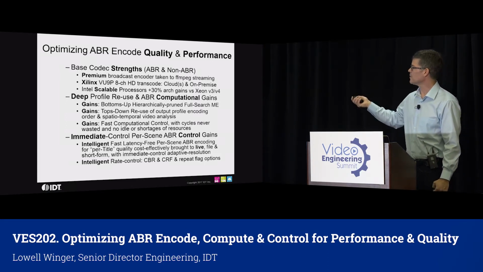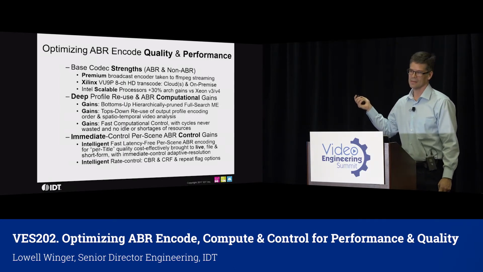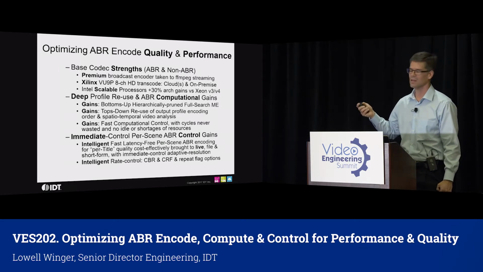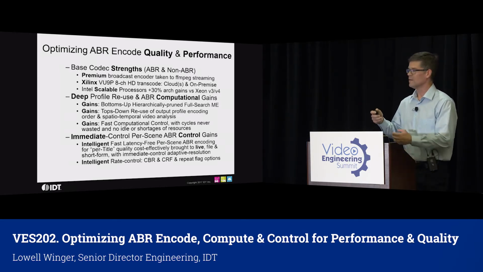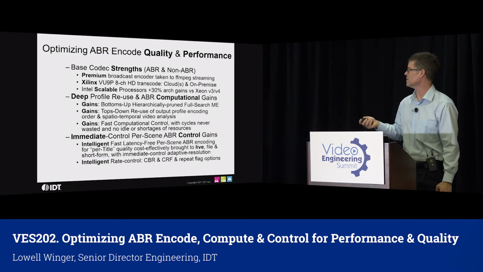Then I'll quickly go through a small section, which is control-related gains. So this is an immediate control per scene, per scene encoding. So that's an intelligent, fast, very low overhead, latency-free, so overlapped with the encoder so that it can be offered for live at low latency. ABR encoding with per-title quality, cost-effectively brought to live, file, and short form.